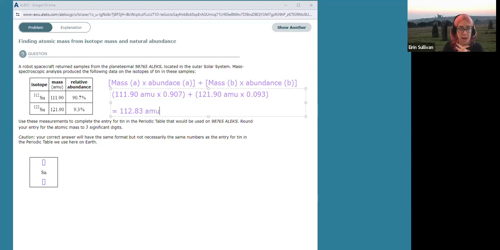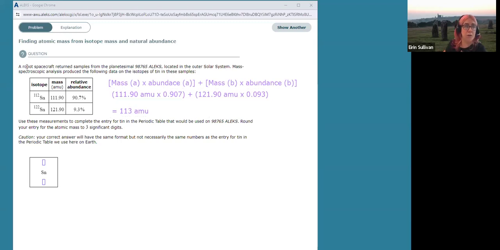Now, things to check. Is my number in between the 2 isotope masses I was given? Because it certainly shouldn't be less than 111.90, and it certainly shouldn't be more than 121.90. Check, we're in the middle. If you've got a large difference in relative abundance, like I've got 90% of one and less than 10% of the other, I'm going to expect that weighted average number to be closer to the one that I've got 90+% of. So it should be closer to 111.9 than it is to 121.9, which, check, 112 is. So the 3 sig figs is just going to be, 8 is 5 or above, so it's going to be rounded up to 113 AMUs.